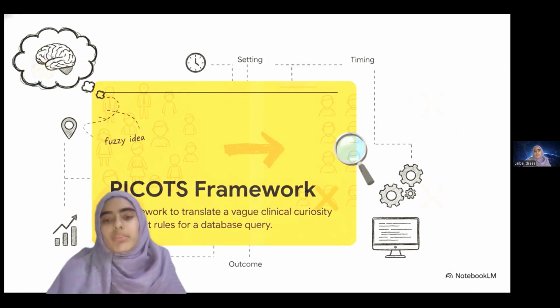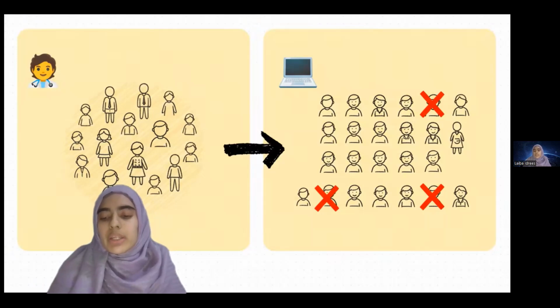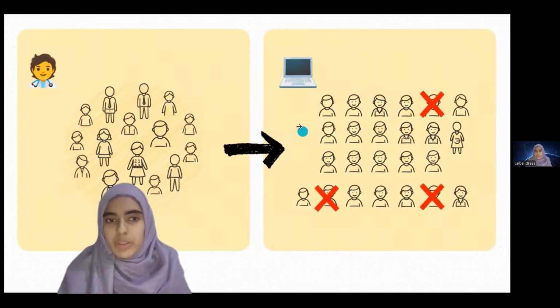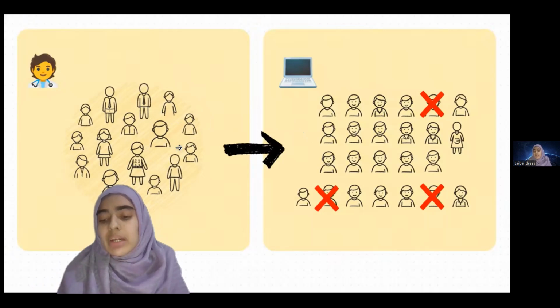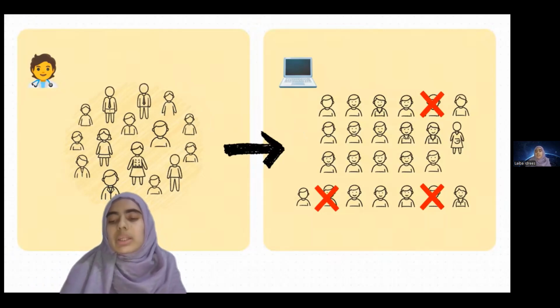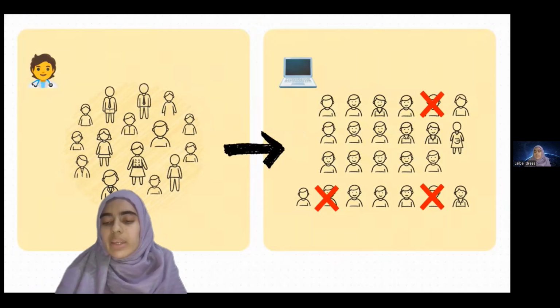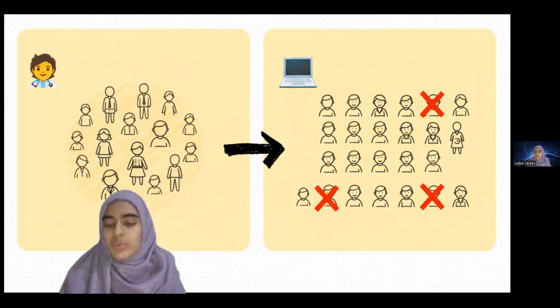Let's walk through them one by one. First is P, P for population. The clinician sees a crowd of people and says, I want to look at patients with heart failure. But as a data scientist, you need a concrete definition. How do we identify them in the electronic health record? Is it an ICD-10 diagnosis code? Or is it a specific lab value, like an ejection fraction under 40%? The warning: if you define your population based on something written in a PDF note, like a patient seems fatigued, it is very hard to query. We want structured data here.